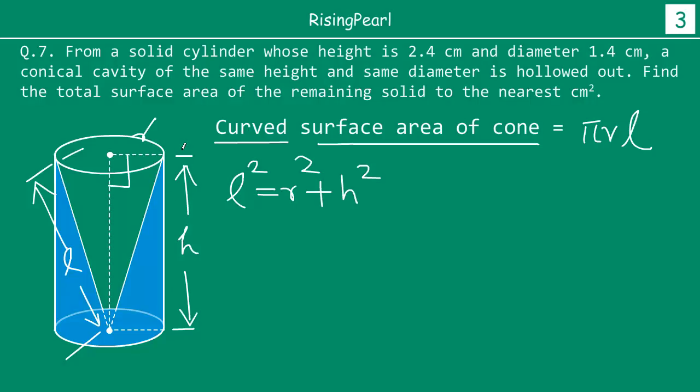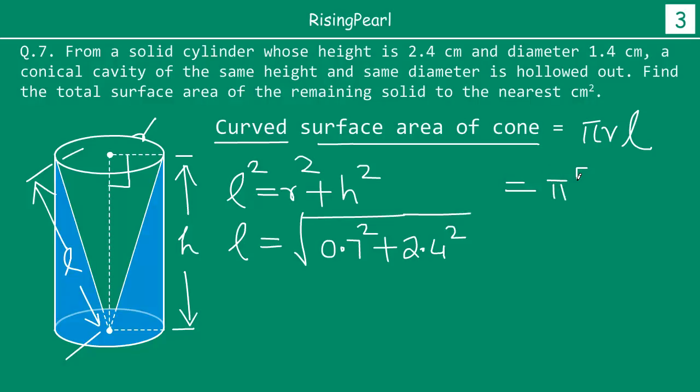So if we calculate this, we are going to find L, or L will be equal to the square root of R square, R is actually 0.7, square plus H is actually 2.4 square. So this is the value of L, and the curved surface area of a cone is pi R L. So this will be pi times R, which is 1.4 by 2, times L, and this is the value of L. So let's say this value is x3.